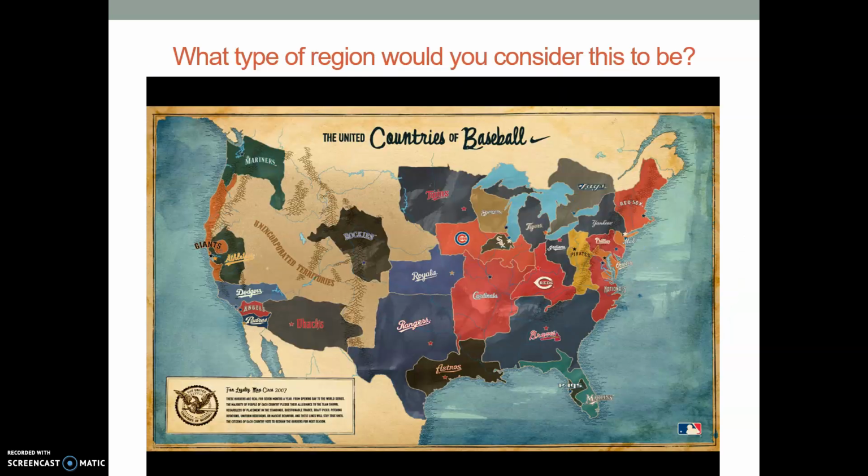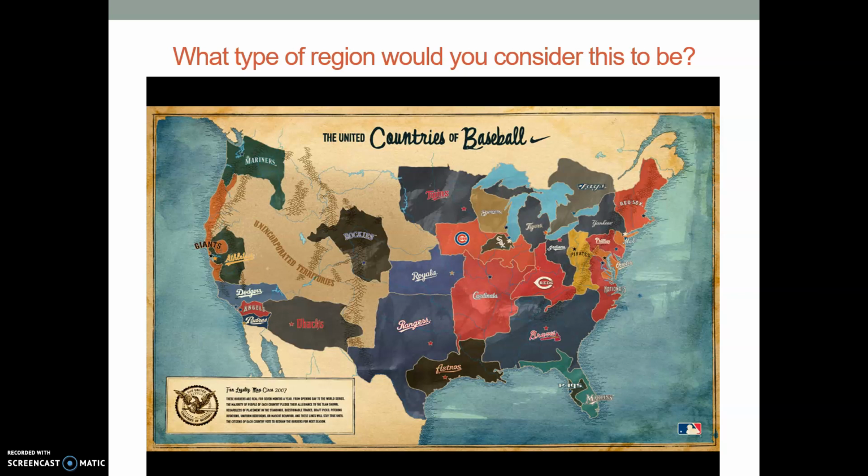So when we look at this map, the United Countries of Baseball, which of those three categories or which of those types of regions do you think is most present here? Is it formal? Is it functional? Or is it perceptual? Go ahead and pause this screen. I want you to think about that for a minute. And then when you unpause, I'll give you the answer.